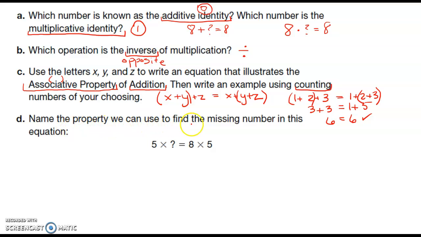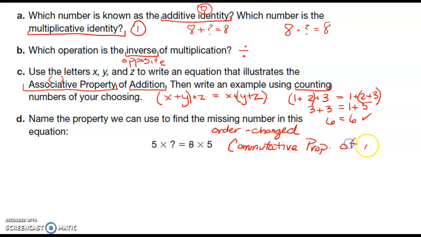Name the property we can use to find the missing number in this equation. So what we have here is 5 times something equals 8 times 5. So our order has changed, which means this is the commutative property. And it's the commutative property of multiplication because we're multiplying.